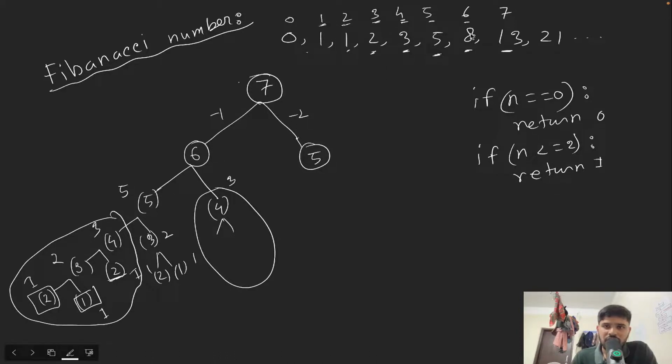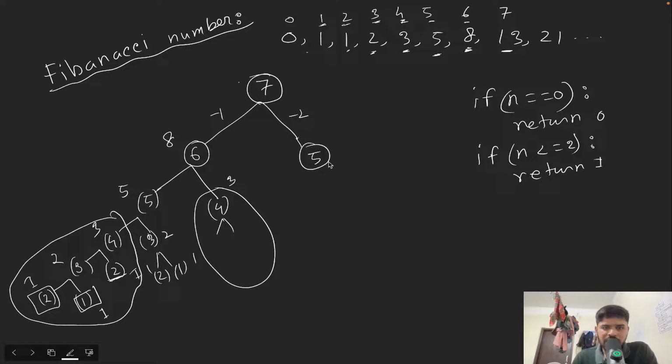So we can find out the value at the sixth position by just adding the values at the fifth and fourth positions. 5 plus 3 equals 8. So here we'll have 8. This is our value.